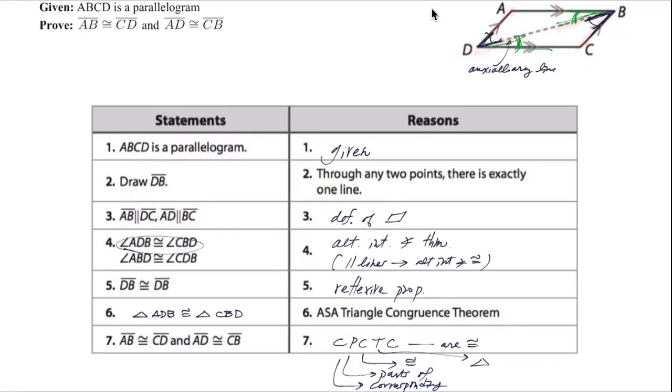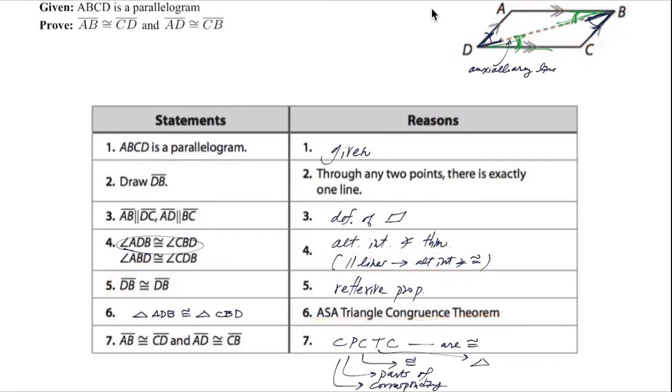This is because of the alternate interior angle theorem: if two parallel lines are cut by a transversal, then the alternate interior angles are congruent. Or you could just write that out this way. We also know that DB is congruent to BD, and that's the reflexive property. And these two triangles are congruent because of the angle-side-angle triangle congruence theorem.